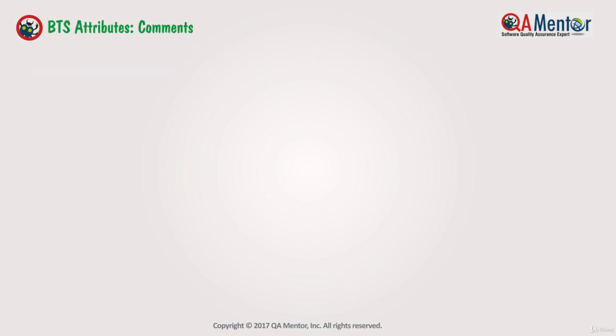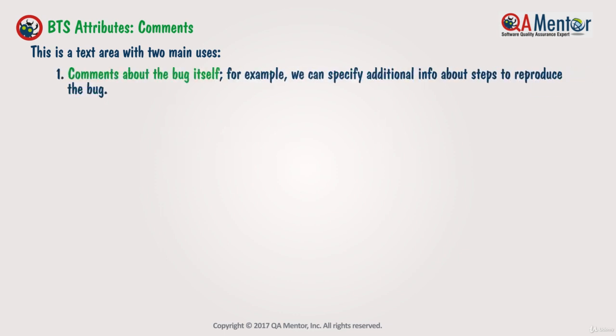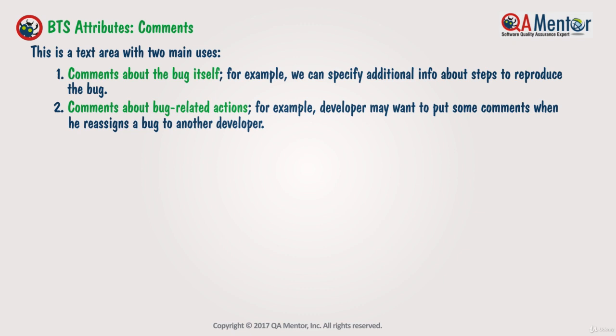BTS Attributes Comments. This is a text area with two main uses. 1. Comments about the bug itself. For example, we can specify additional info about steps to reproduce the bug. 2. Comments about bug-related actions. For example, a developer may want to put some comments when he reassigns a bug to another developer.